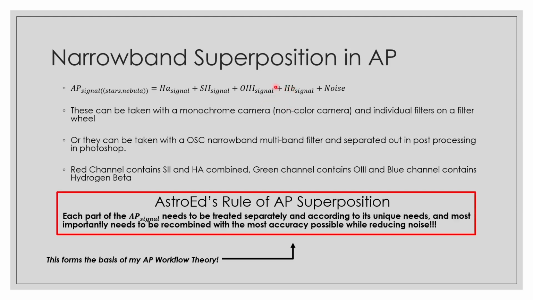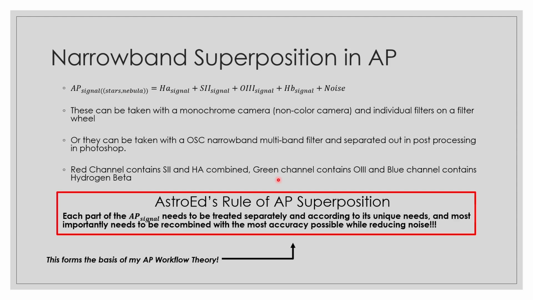But you can separate them out in red, green, and blue in a one-shot color camera, and you can do that in Photoshop. And so, once again, the red channel contains the S2 and HA combined. The green channel contains the oxygen 3, and the blue channel contains the hydrogen beta for the most part. There is some overlap in the O3 and the hydrogen beta, but it still produces unique data in each channel.